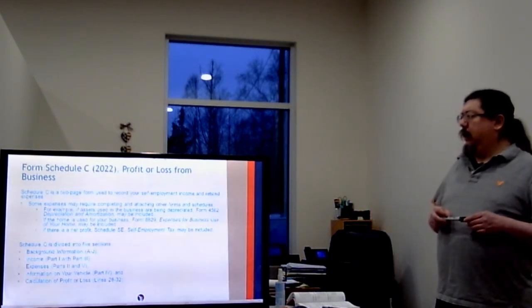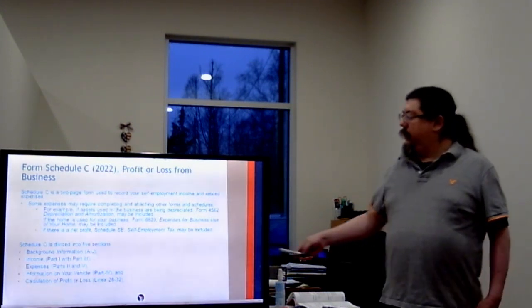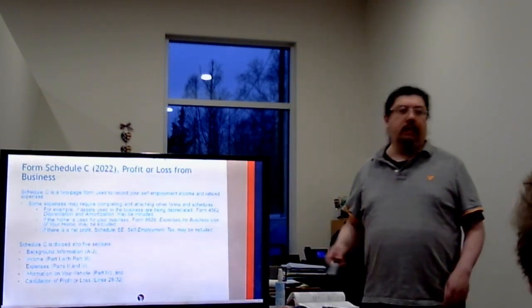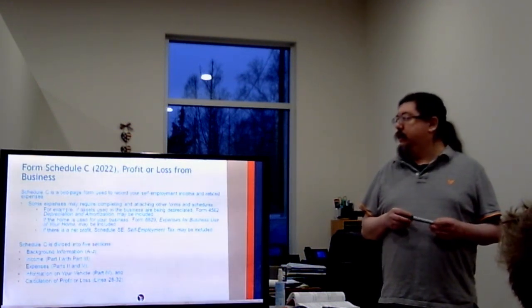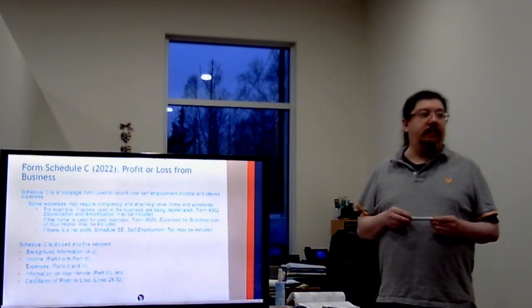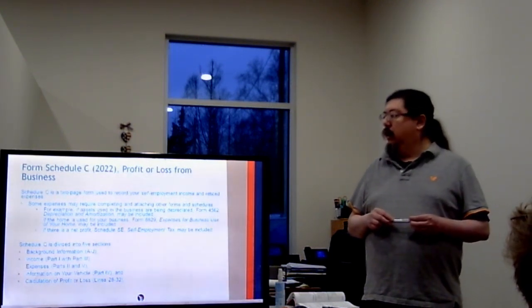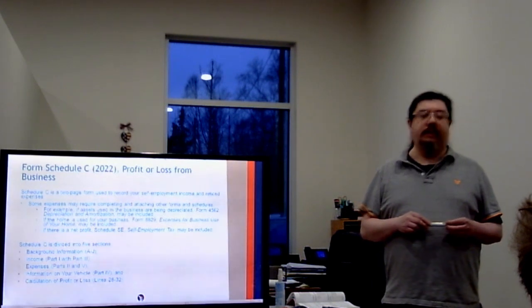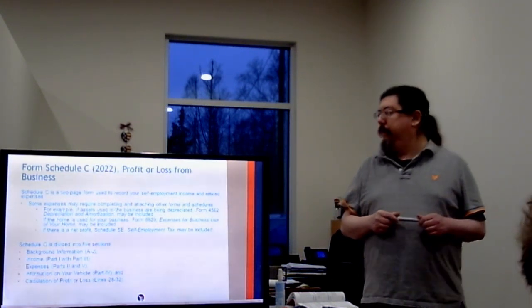Another form that is often associated with Schedule C is Form 8829, which is expenses for the business use of your home. So if you use part of your home regularly and exclusively for business, that means part of your home expenses, your home upkeep expenses, are treated as business expenses. And in order to do that calculation, you have to use a Form 8829.